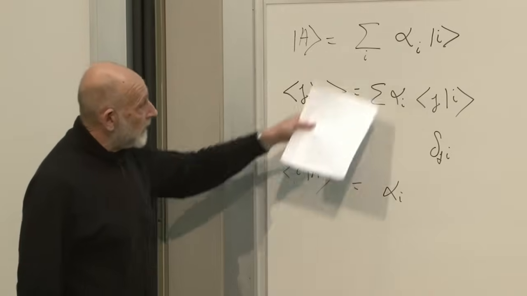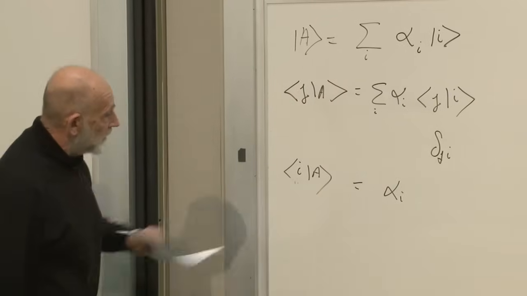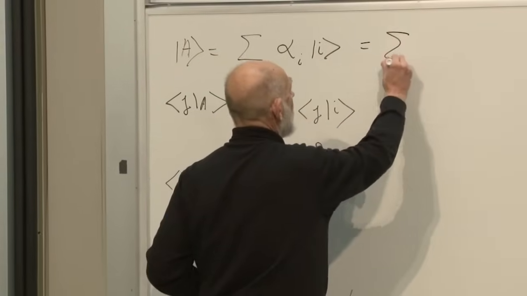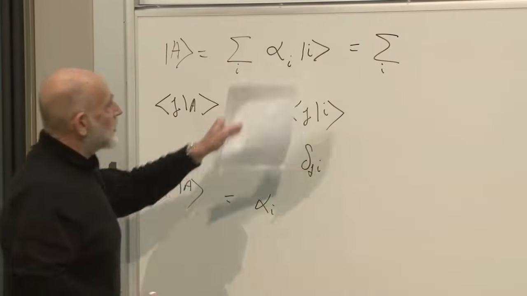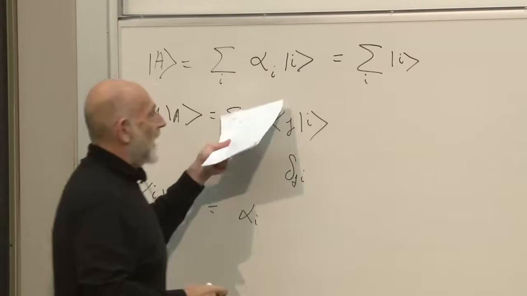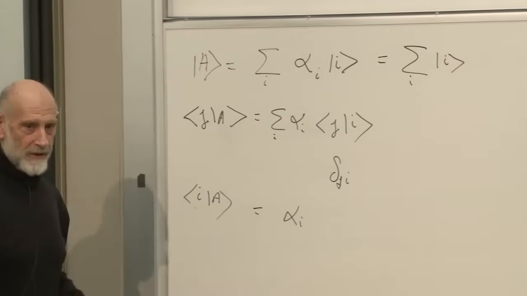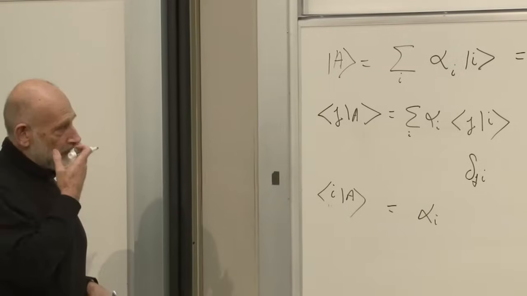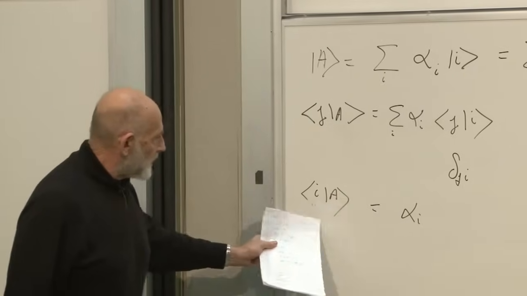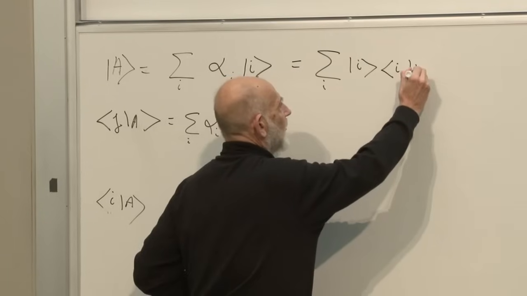Now, I can use that to rewrite the sum up here. I now know what the alpha sub i's are. They're these guys over here. So let's rewrite this. Sum over i. I'm going to start with alpha i, with |i⟩, and then write alpha sub i. I'm going to write alpha sub i next to it over here in the opposite order. That's allowed. Nothing non-commutative at this stage. Now I want to write alpha sub i. So I write ⟨i|A⟩.